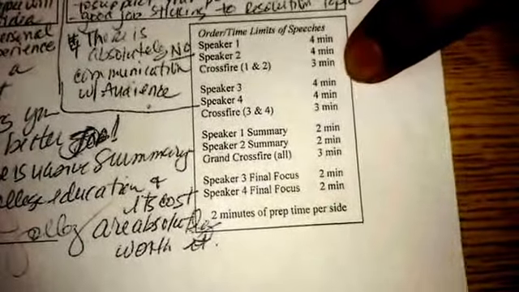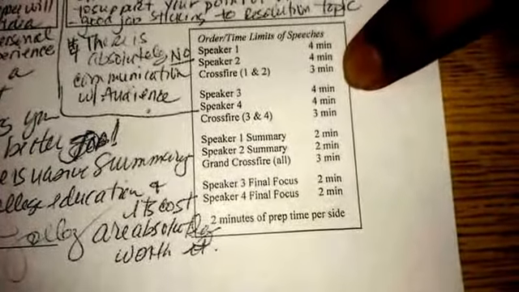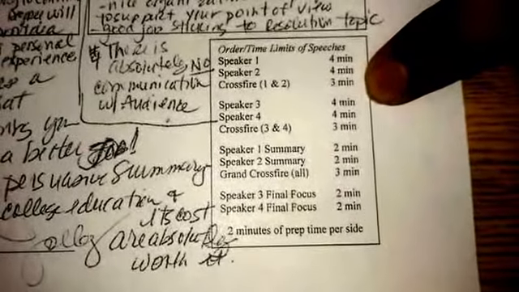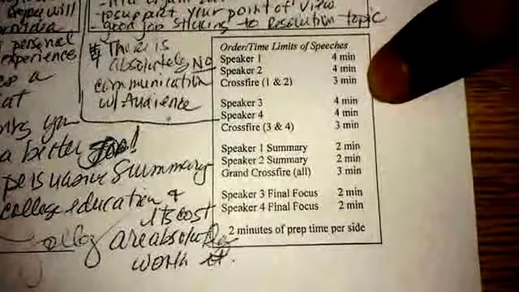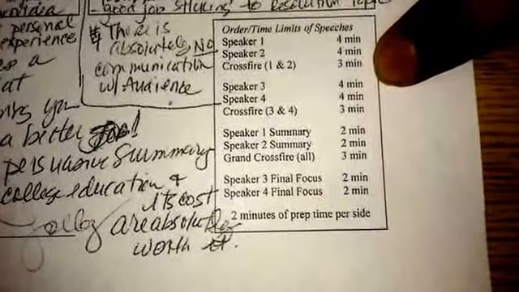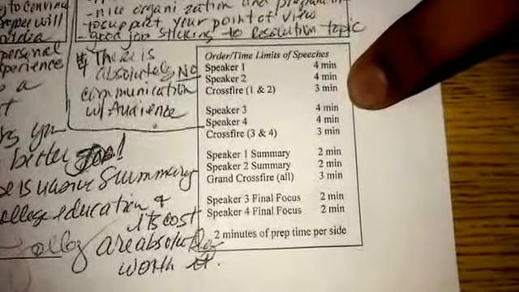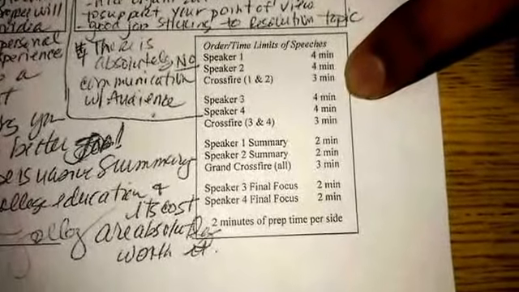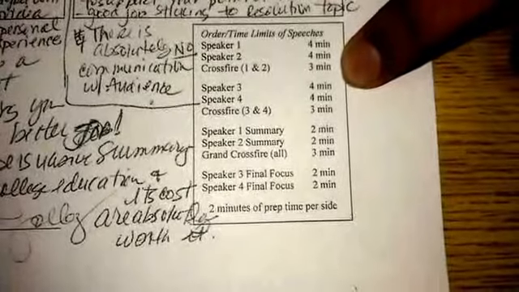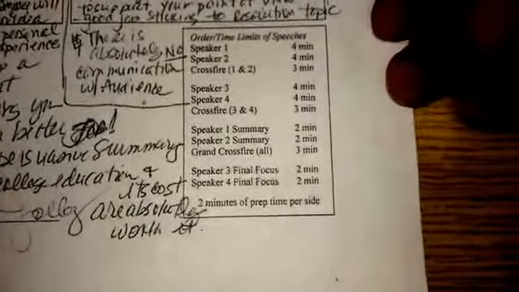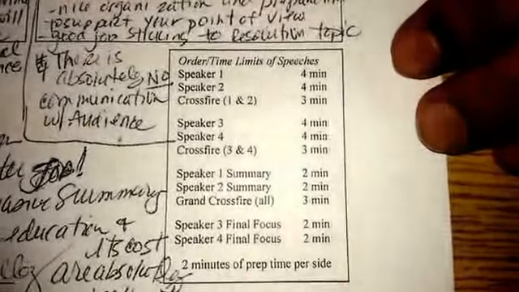Next, we have the first speaker crossfire. This is when the first speaker from both teams will stand up and have a questioning period where they ask each other questions. This may get a little heated. If people are arguing with each other a lot and there's no respect being shown between the teams, you can interrupt and ask them to settle down in the crossfire.